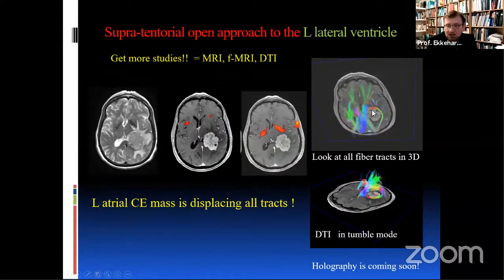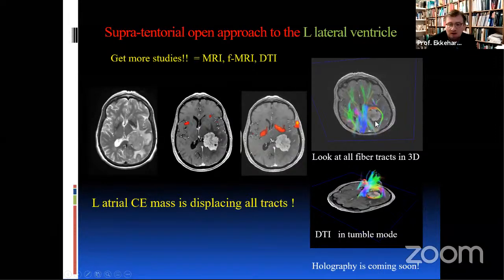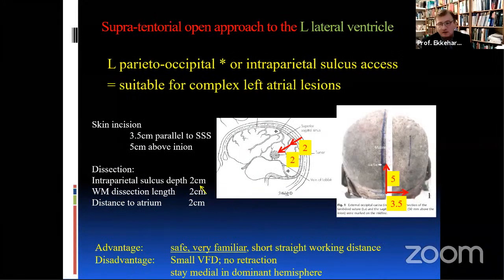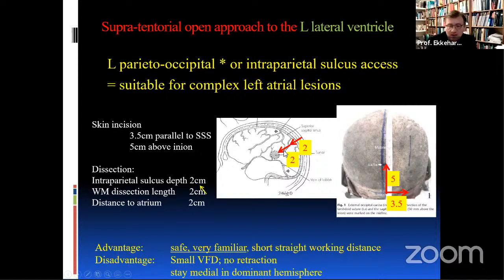The DTI is the relevant study here, showing you that all AP fibers are displaced and go around it. There's a beautiful corridor coming in from posteriorly. So you can put this into tumble mode and place it in your image guidance system. I chose a left parietal occipital axis through an interparietal sulcus that gives you a short distance to dissect in the sulcus, only 2 centimeters of white matter dissection.